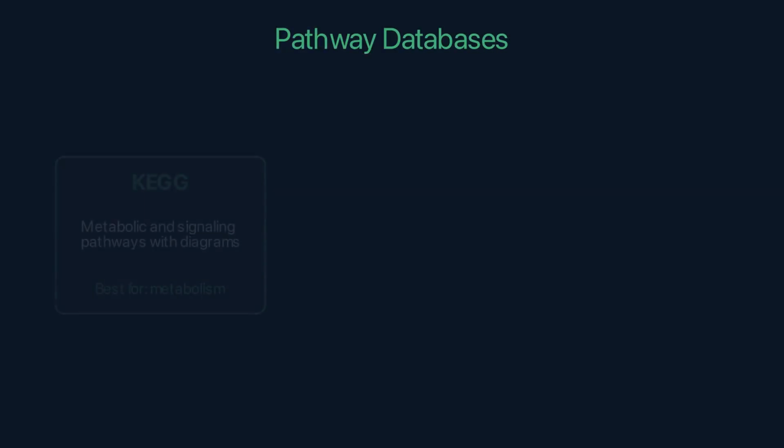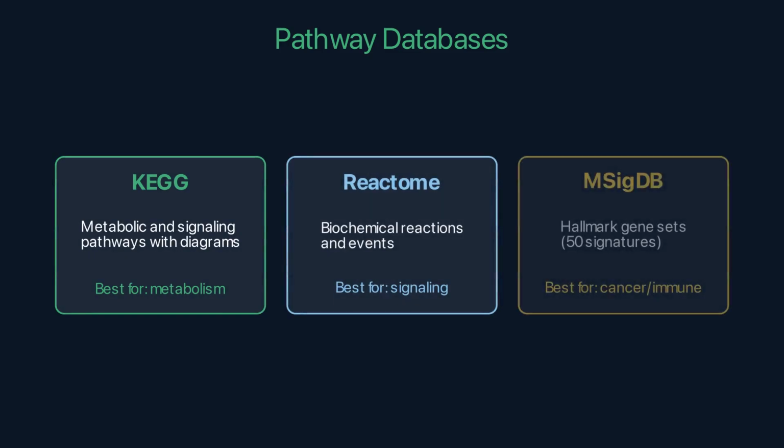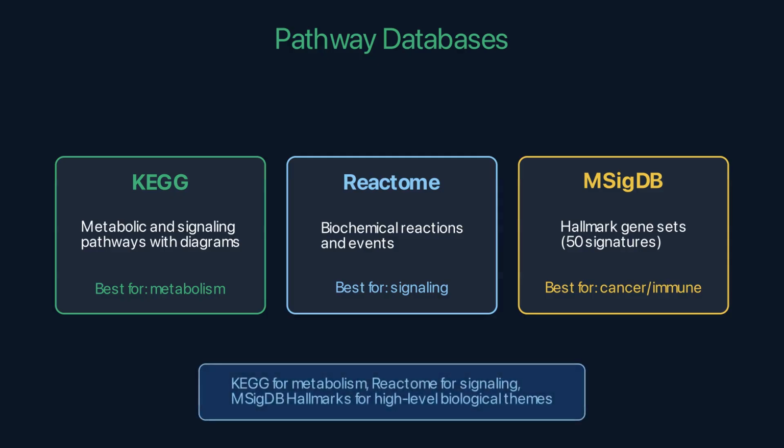Multiple databases organize genes differently. KEGG curates metabolic and signaling pathways with beautiful hand-drawn diagrams showing the molecular interactions. Reactome focuses on biochemical reactions and events with more granular detail. MSigDB, the molecular signatures database, organizes gene sets into collections. Hallmark sets distill complex biology into 50 well-defined signatures for cancer and immune processes. Use KEGG for metabolism, Reactome for signaling detail, and MSigDB hallmarks for high-level biological themes.